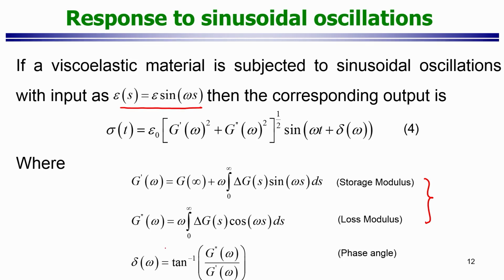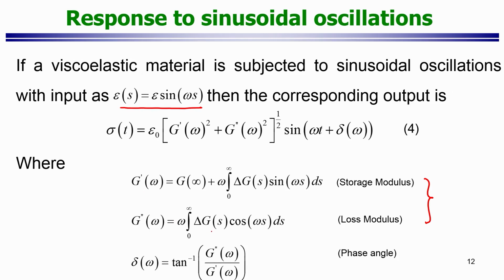We also saw that for a viscoelastic material, there is always a phase difference between the input and the output, and the phase difference is given by this particular form, where delta is the phase difference, and it is given as the tan inverse of G double dash by G dash. Here the fact that we have omega in brackets refers to the idea that G dash and G double dash are functions of the imposed frequency omega.